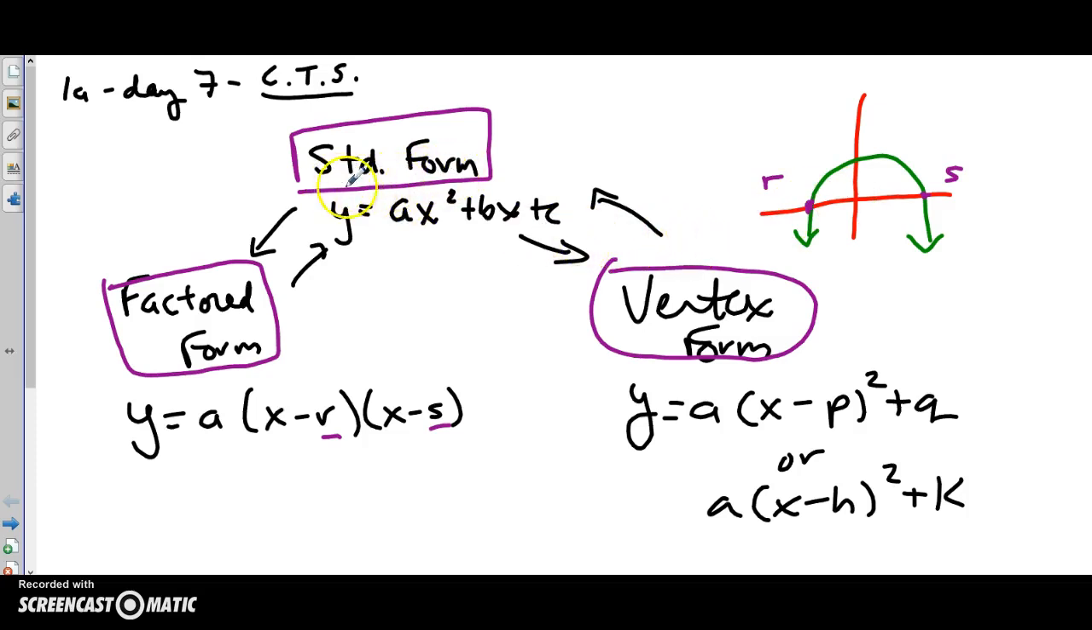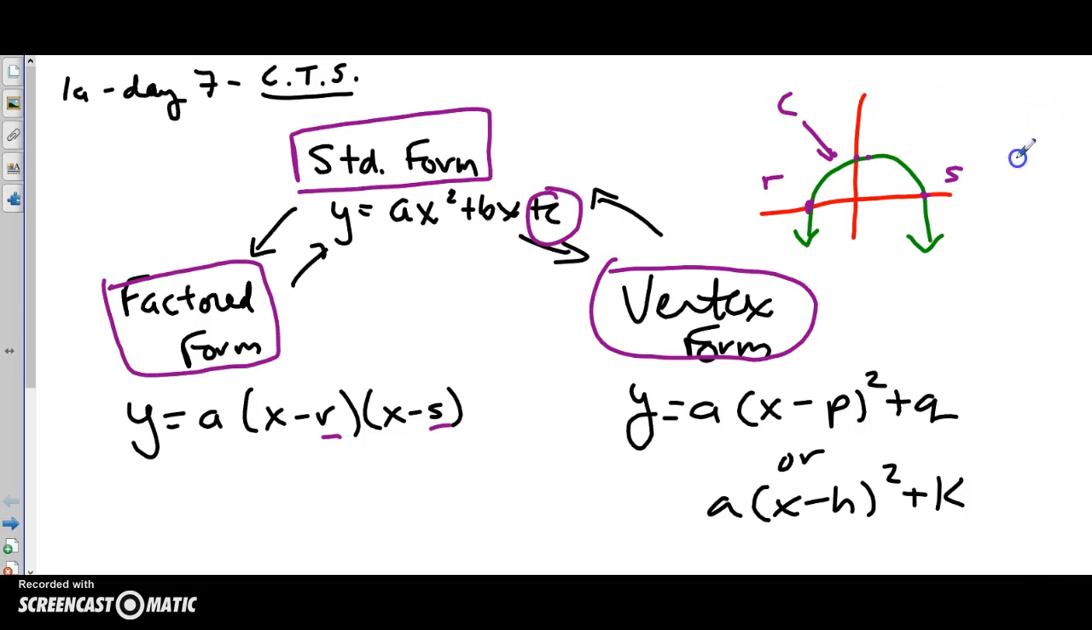Otherwise, you might have something in standard form, and that's y equals ax squared plus bx plus c form. The important part you get here is the c. And the c, if you remember, is the y-intercept. So the y-intercept is when it hits the y-axis. So here's my c.